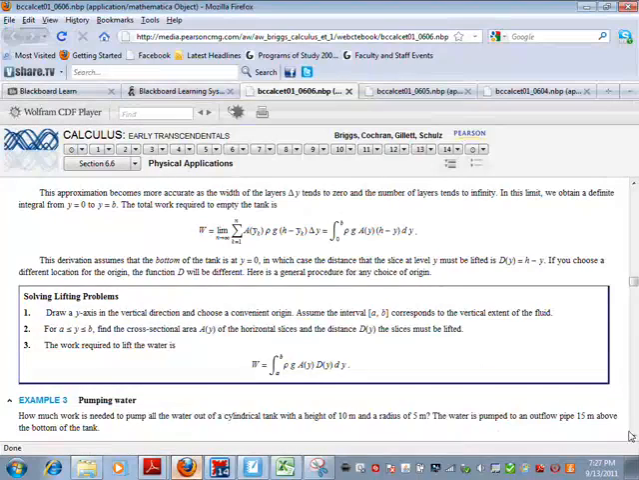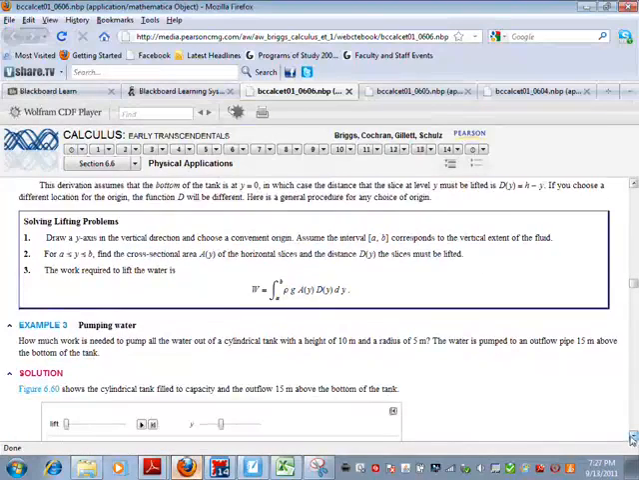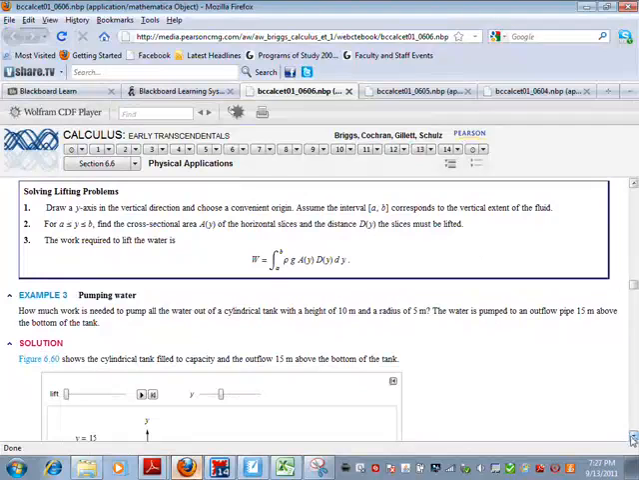All right, so here's the easy one, right? The easy one is how much work is needed to pump all the water out of a cylindrical tank with a height of 10 meters and a radius of 5 meters. The water is pumped in an outflow pipe 15 meters above the bottom of the tank.